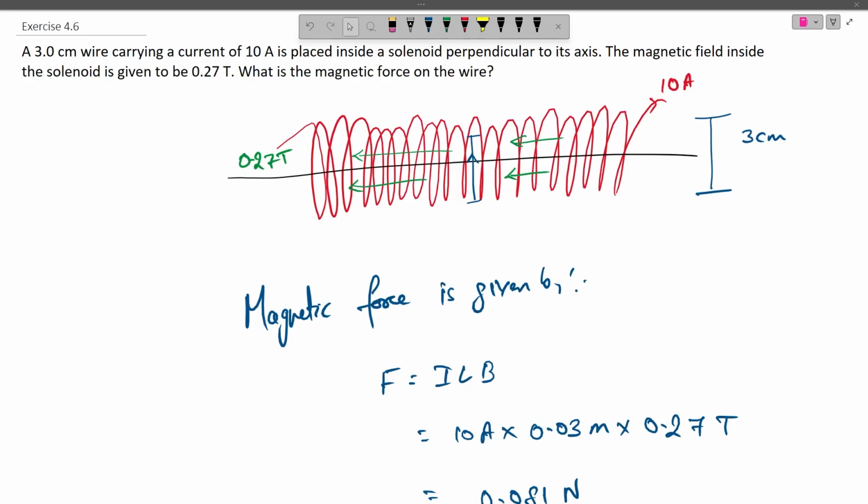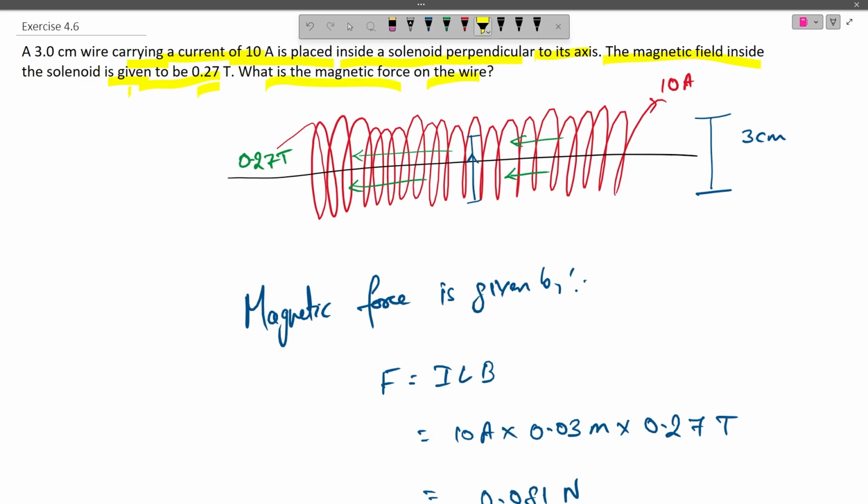The question is saying that a 3 centimeter wire carrying a current of 10 ampere is placed inside a solenoid, perpendicular to the axis. The magnetic field inside the solenoid is given to be 0.27 Tesla. What is the magnetic force on the wire?